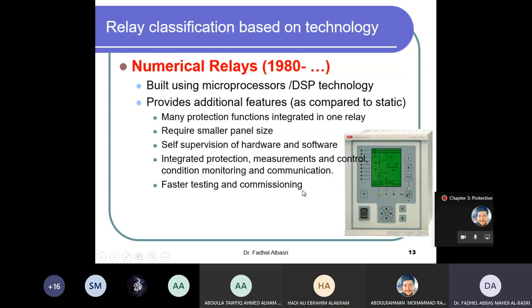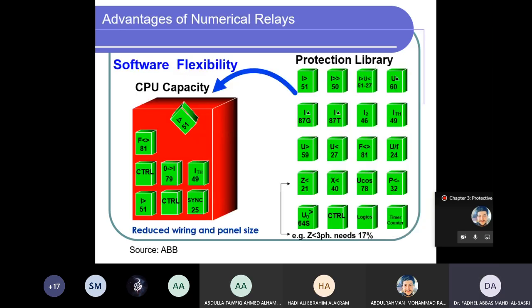Faster testing and commissioning with this. Before you operate a new system, you need to test if it would work correctly or not. So commissioning time and testing time take a lot of time before you put the new system into service. Now, with these types of relays, you can test them quicker so that you can put the systems in service quickly. This is what I like about this. This is the flexibility within numerical relays.